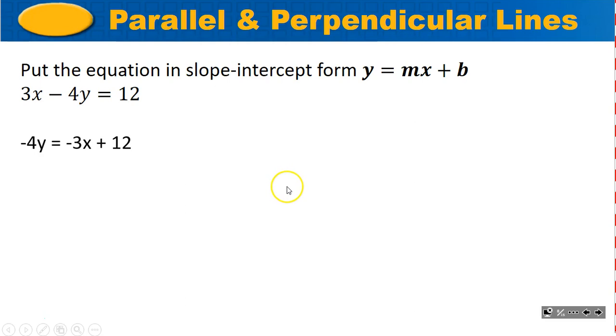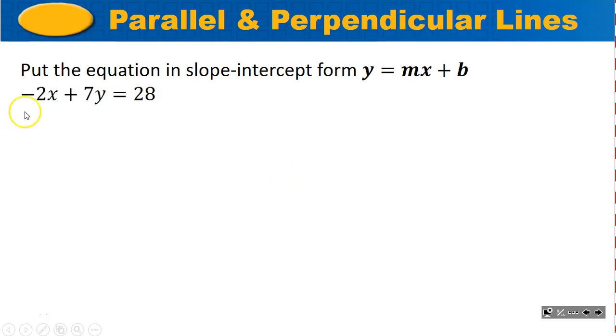When we do that first, we're going to subtract 3x from both sides. We're going to divide everything by -4. That gives us y is equal to 3x minus 3, where 3 is our slope and negative 3 is our y-intercept. Okay, next problem, same thing.